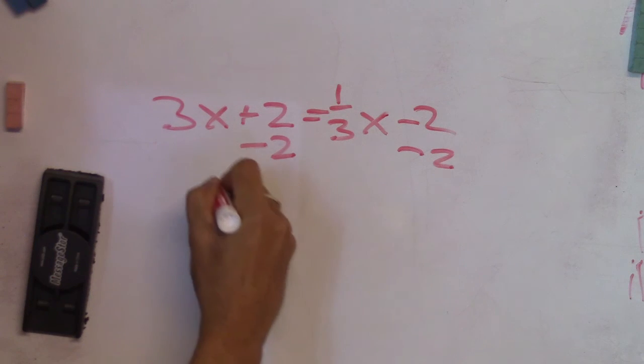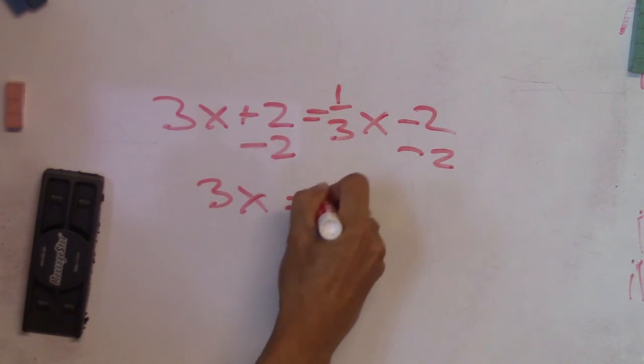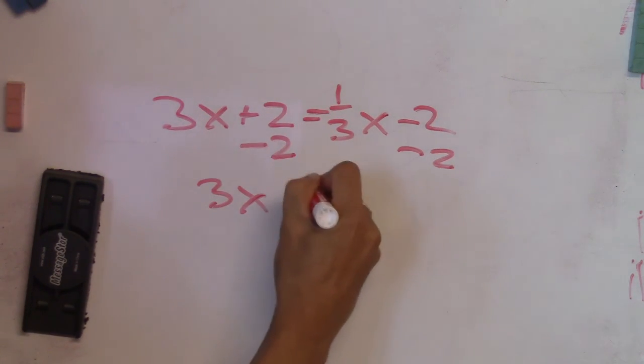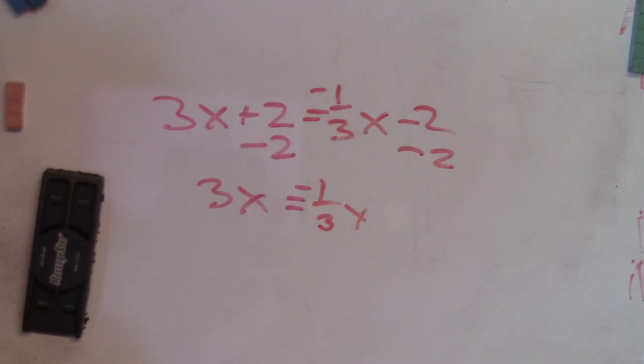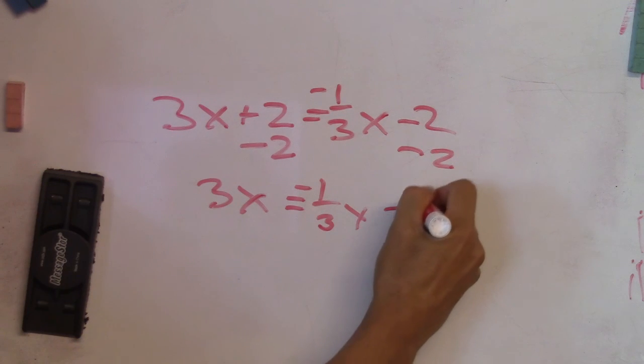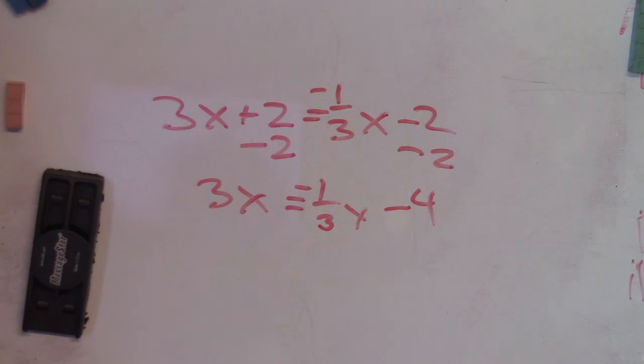Get rid of that. Now I'm down to 3x is the same thing as negative 1/3 x. Oops, this is negative 1/3 x. Don't leave that off. That's rather important, right? And then this is going to be minus 4, right? No. And then what? Wait.